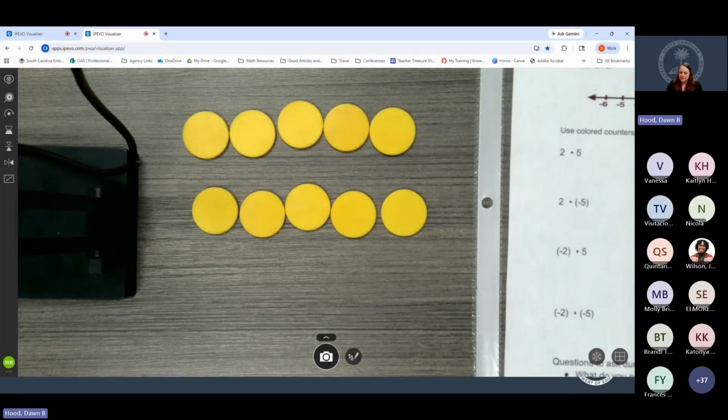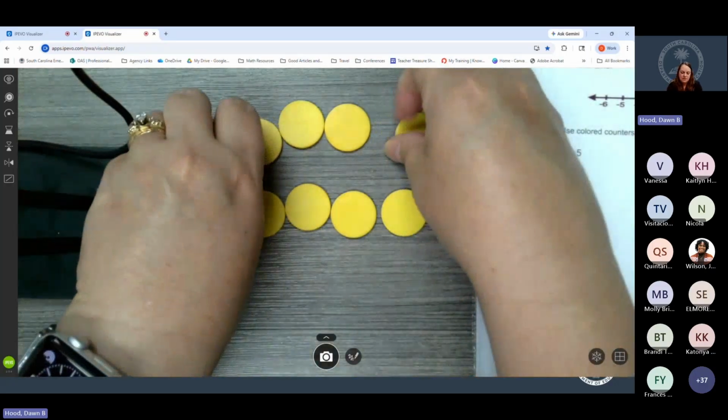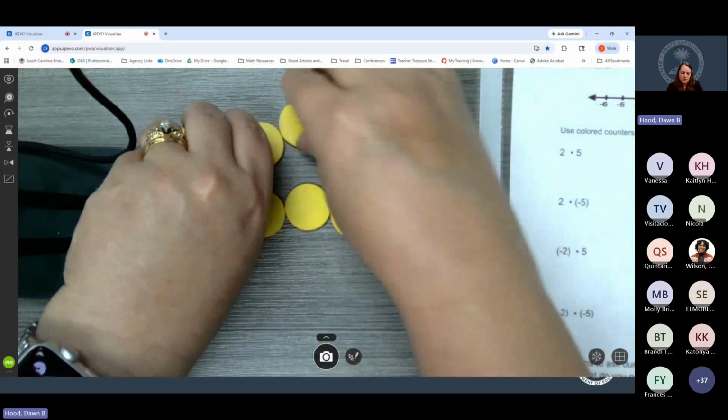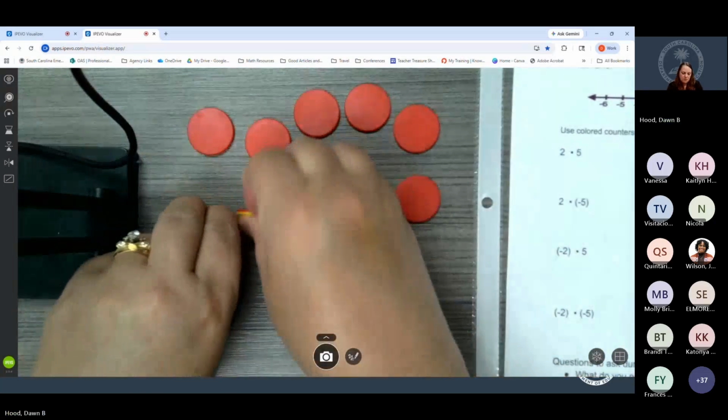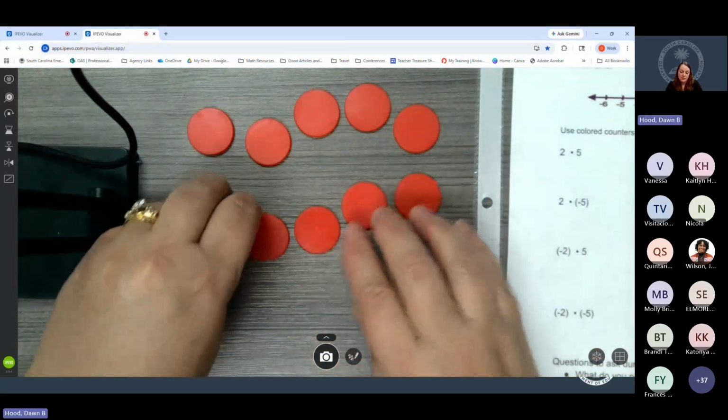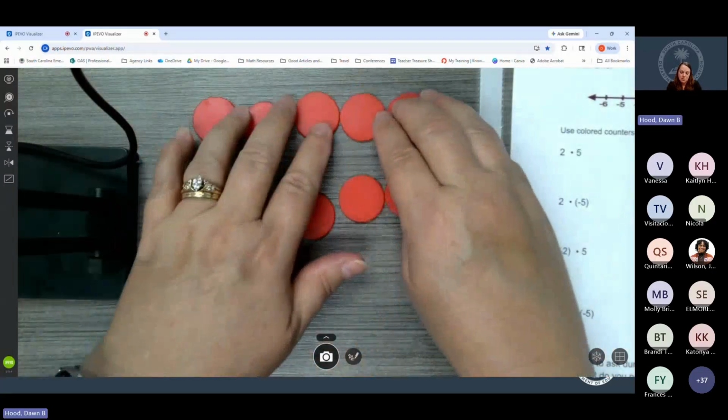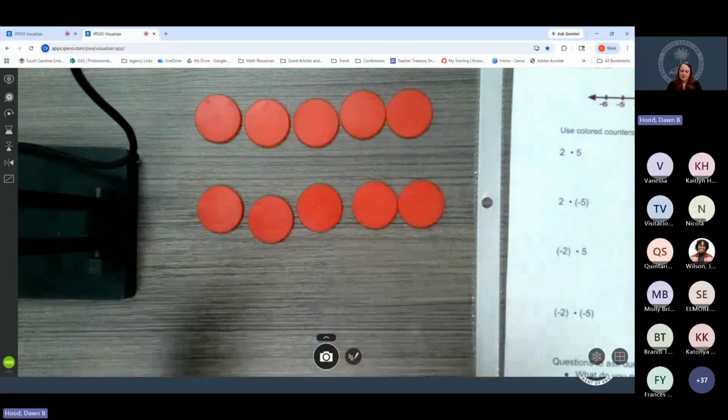How would we do it with the second problem? 2 groups of negative 5. Just have them do red counters. 2 groups of red. And again, you could draw positives and negatives on paper, but it's always fun for them to be able to flip them over if they can. Okay, so those 2 are the easy ones.